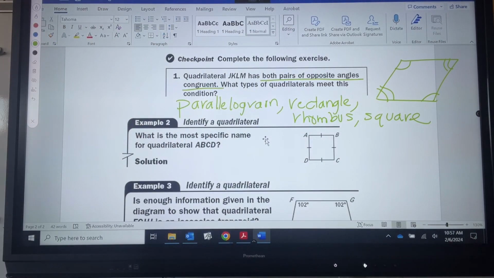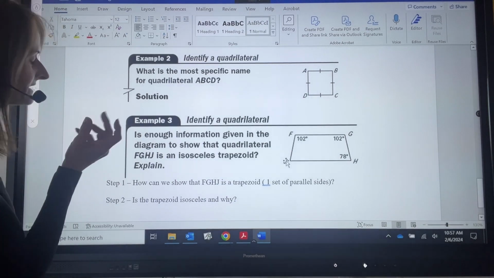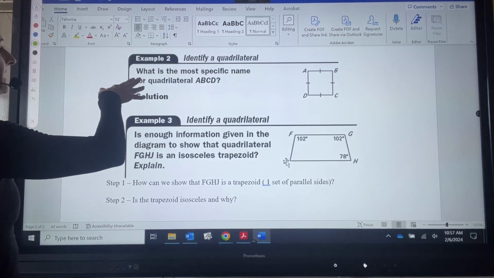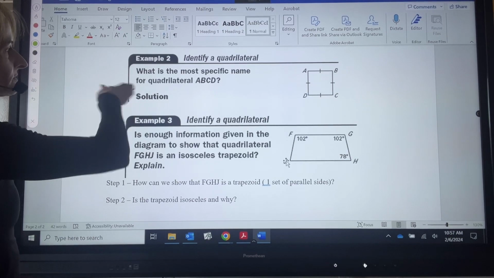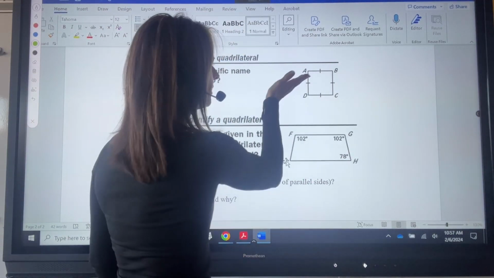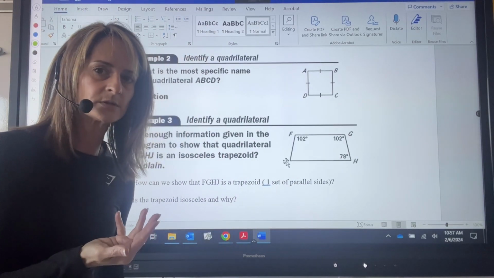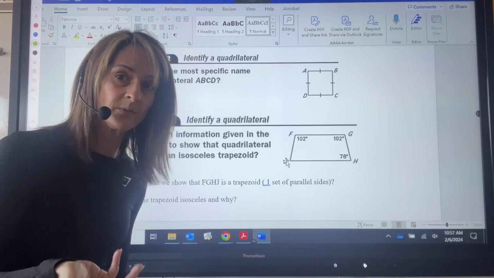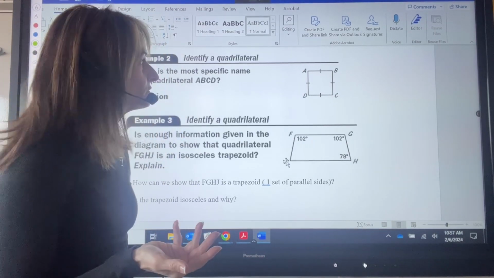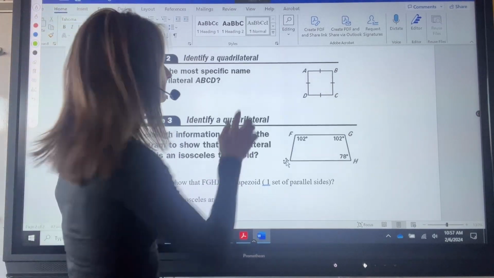Now in the last couple, they're asking for the most specific name. All right, so we take a look at the information and ask, example 2, what is the most specific name for this quadrilateral? They've told us it's a quadrilateral, it has 4 sides, and all the sides are congruent. But they've told us nothing about the angles. So it looks like a square, but we can't say it's a square because we don't know that all those angles are congruent. So we're going to have to say it's a rhombus.